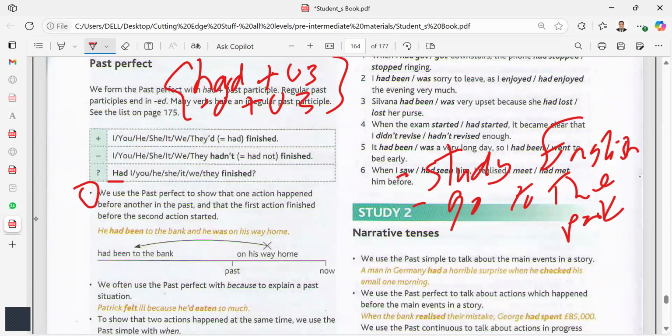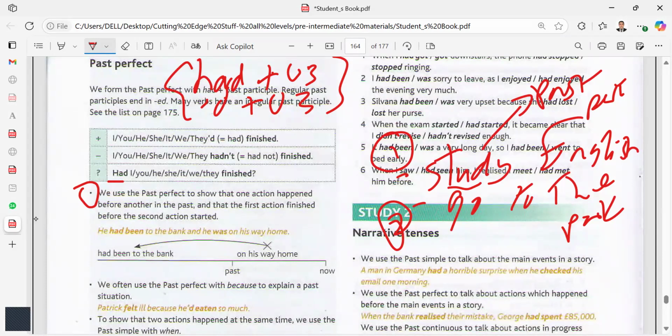Which is number one for you? Which you did first? Study English. This is number one for you, and this is number two for you. So the first action should be past perfect. ده اللي لازم يكون في past perfect. يعني أقول I had studied English before I went to the park.